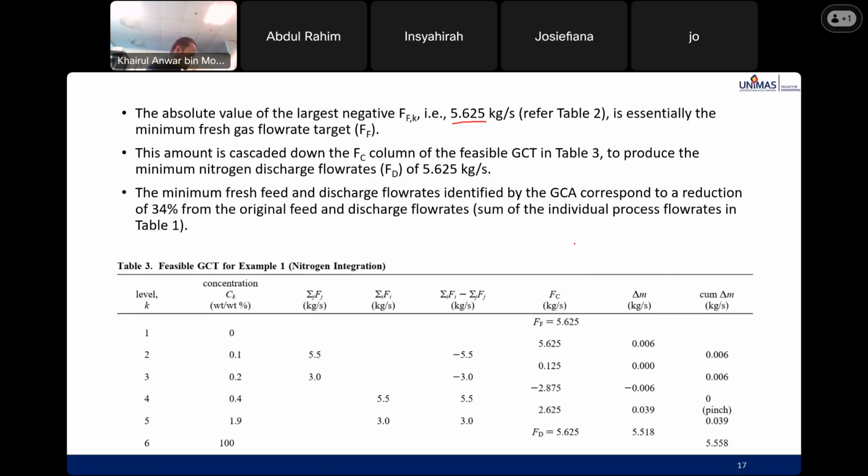So if we know the minimum fresh gas flow rate target, instead of 8.5, if you reduce it to 5.625, in theory it will be sufficient for the process.